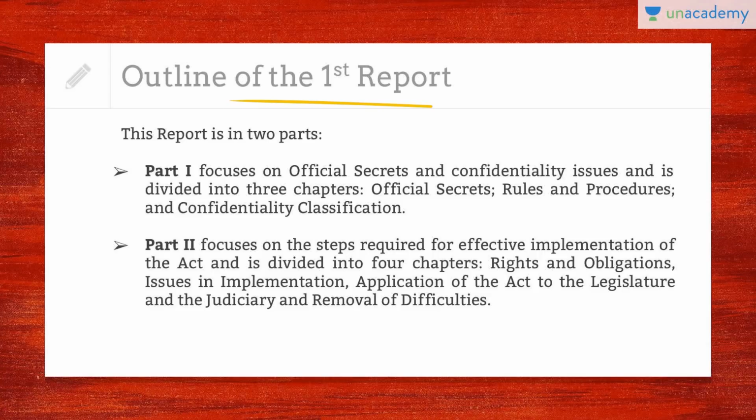So this report is basically in two parts. Part 1 focuses on official secrets and confidentiality issues, and it is divided into 3 chapters basically: official secrets, rules and procedure, confidentiality, classification. And part 2 focuses on the steps required for effective implementation of the Act. It is divided into 4 chapters: rights and obligations, issues and implementation, application of the Act to the legislature, judiciary, and removal of difficulties. So these are the two parts.